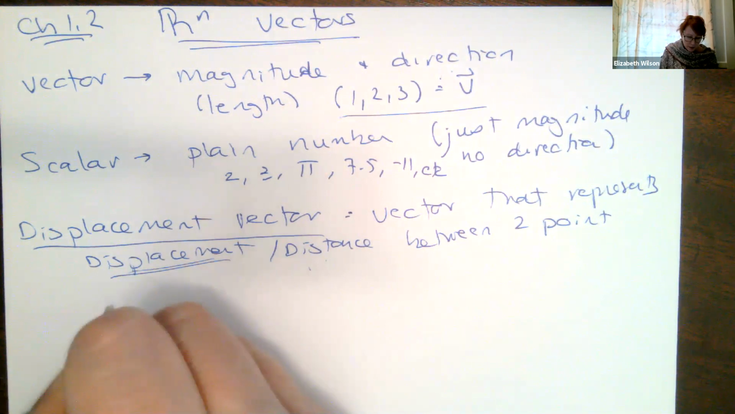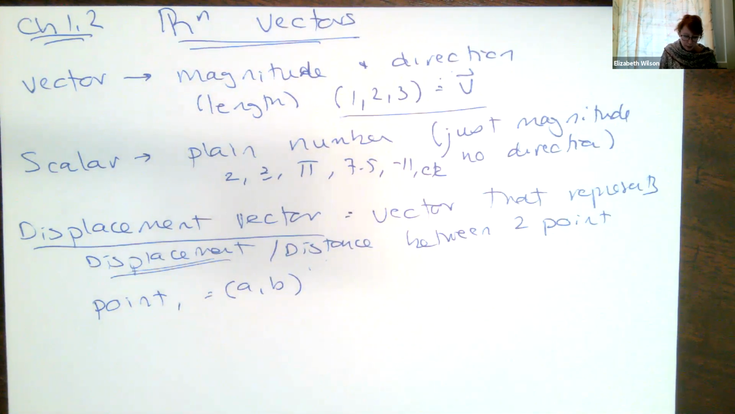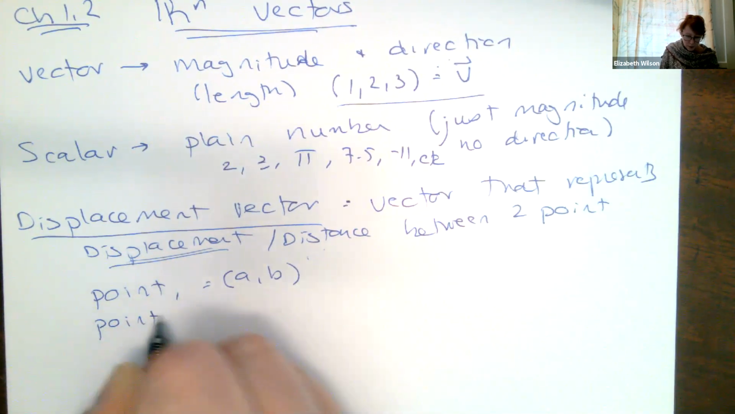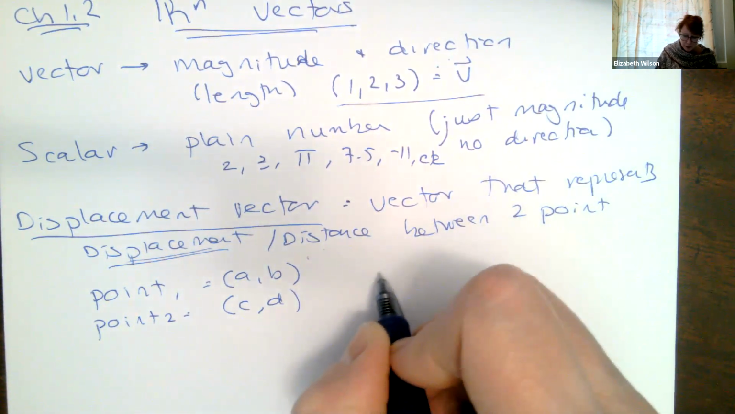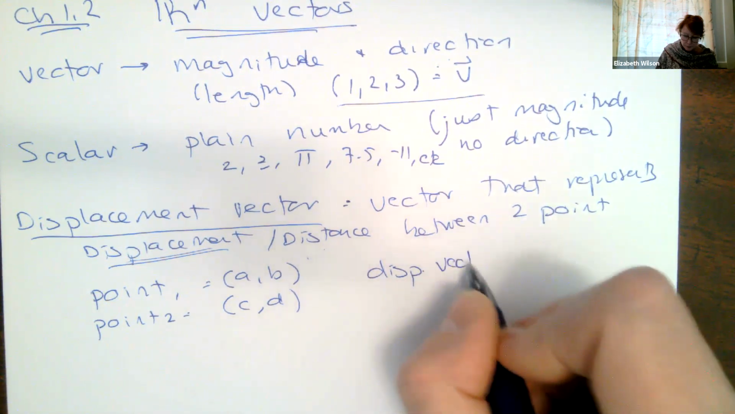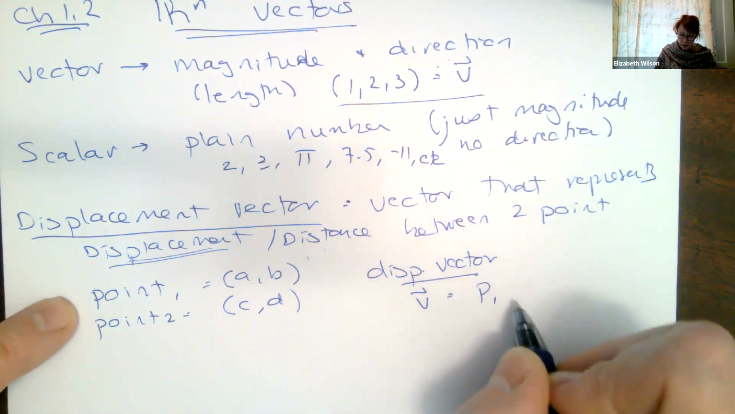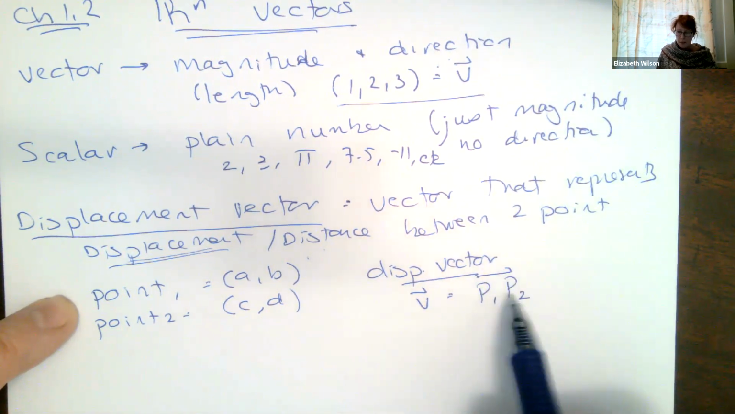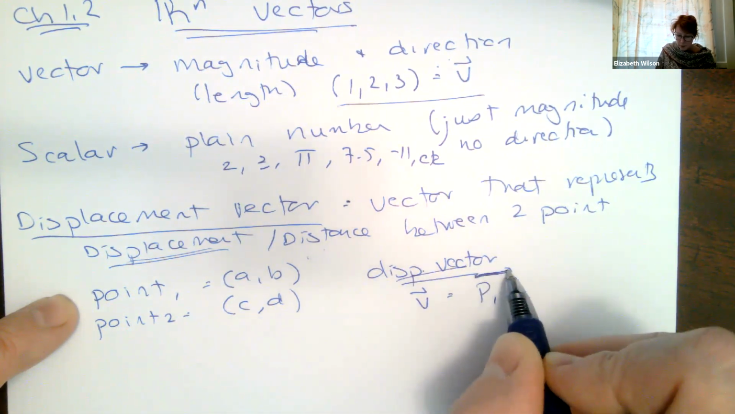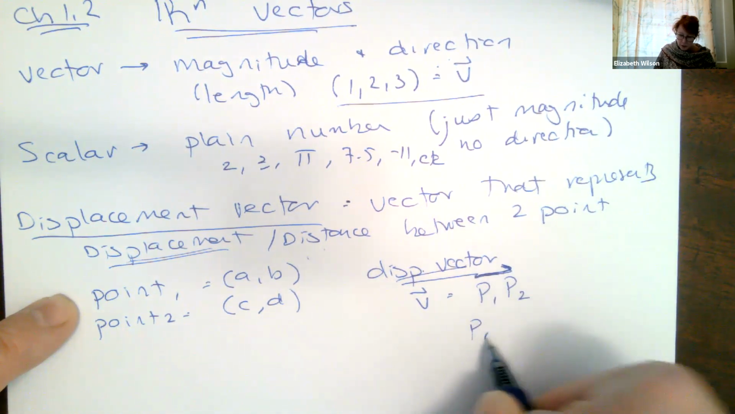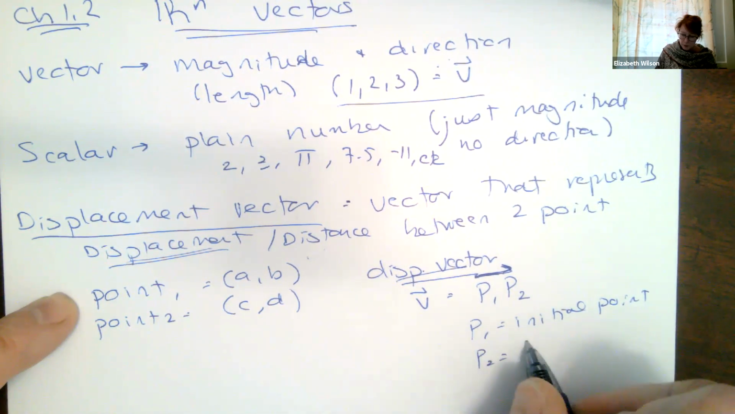So you can think I've got, let's say, point 1, with components A and B. Point 2 is going to have components C and D, for example. Then my displacement vector, I'll call it V, starts at point 1 and goes to point 2. I've got this arrow over the top here. Point 1 is our initial point, and point 2 is our terminal point, where we're ending.